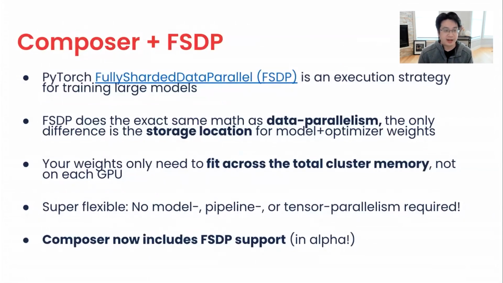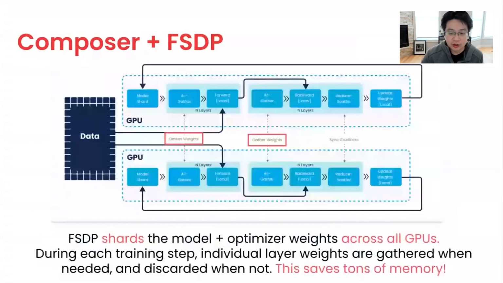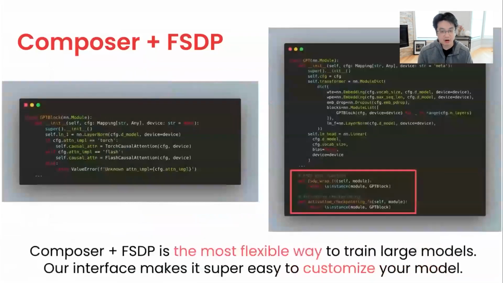What's really nice about that is it's very flexible and not as complex. There's no fancy model, pipeline, or tensor parallelism needed in order to train these models. And briefly, the way it works is we shard the model and the optimizer weights across all the different GPUs. And then during each training step, we fetch those weights across the GPUs just in time as needed. And this saves a ton of memory and is also very straightforward and flexible to use. And with Composer plus FSDP, we think this is one of the most flexible ways to train large language models.